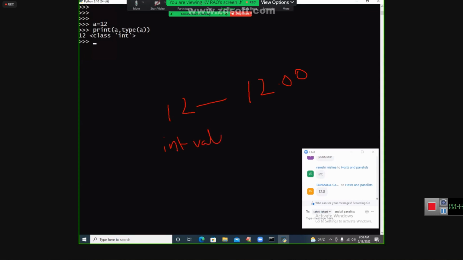Every int value can be taken as what? Float value you can take. Every int value can be taken as a float value. But every float value cannot be taken as an int value. Am I correct? Am I correct with this formula?